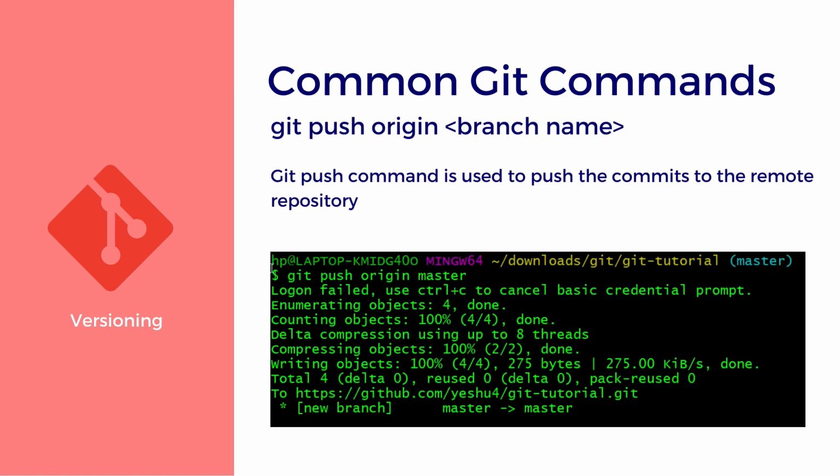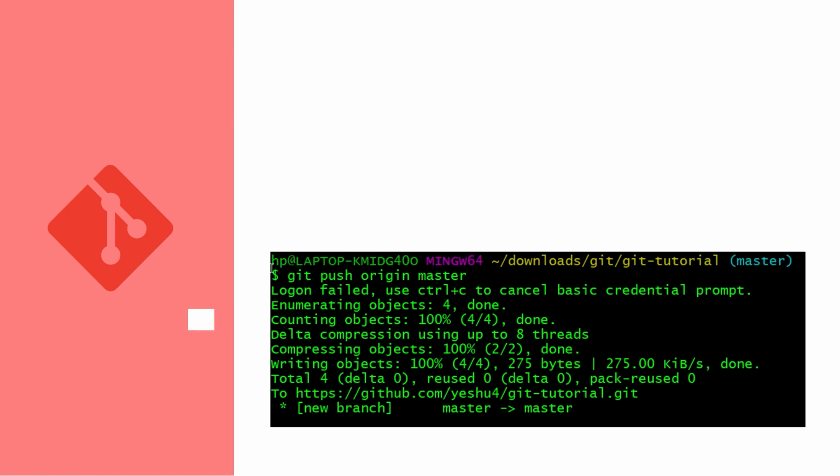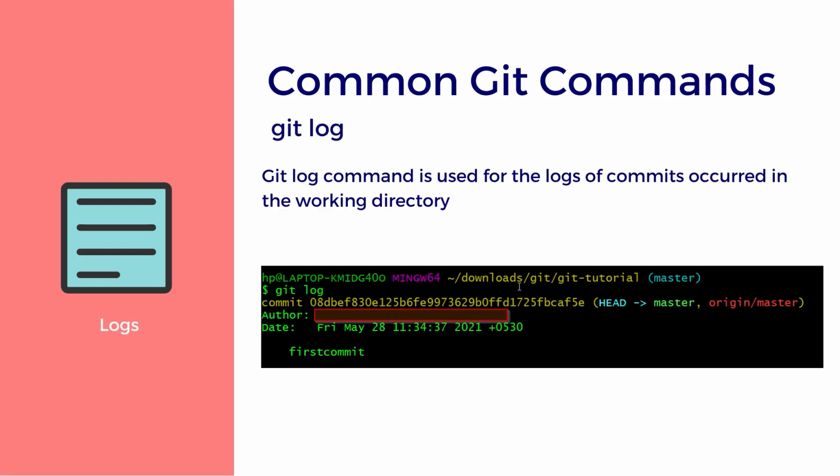After pushing the changes to the remote repository, you can also check the log of Git and its commits. For that you will use the git log command. Git log command is used for the logs of commits that occurred in the working directory.